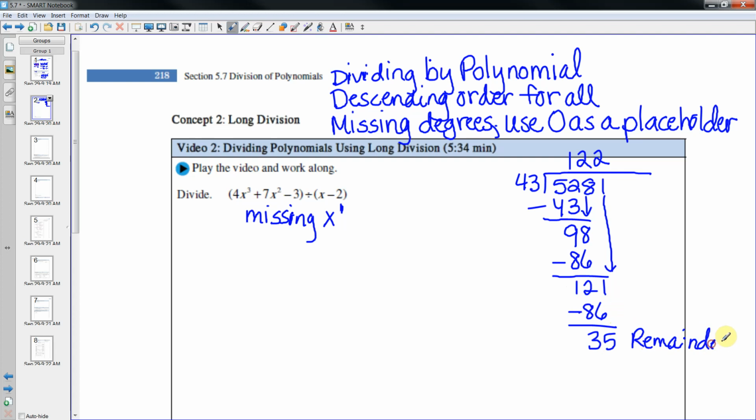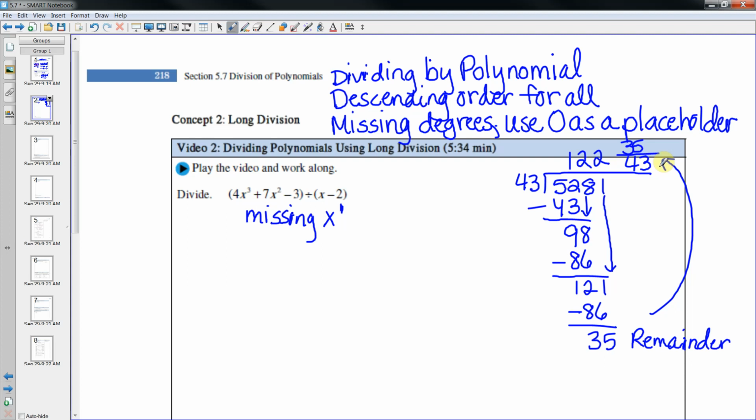And I don't know about you, but I can remember writing my remainder as just R35 or just as a remainder. But there is a way to write the remainder that you may not remember, but the way you write the remainder is you put the 35 over what you were dividing by, which would be the 43. Okay? So the remainder came up here and looks like that.